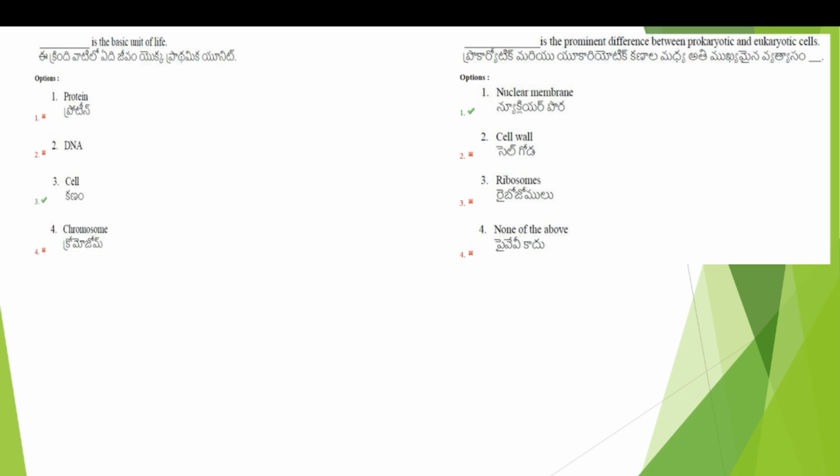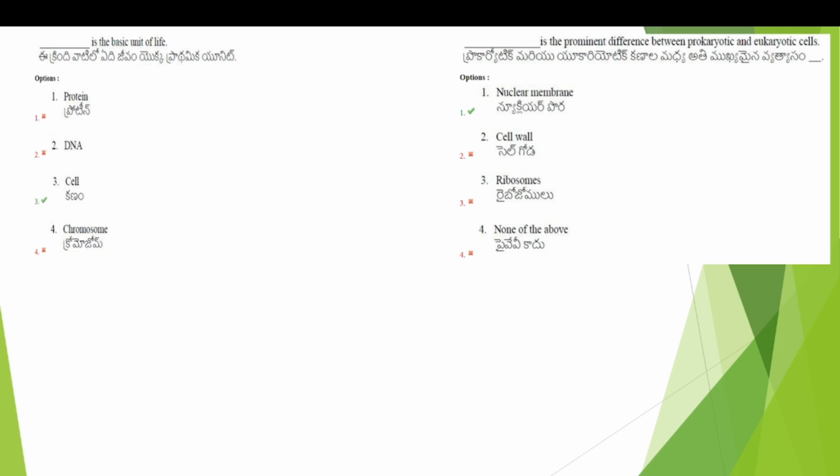If you take the other options, the second option is cell wall. Cell wall is present in both prokaryotes and eukaryotes. For example, bacteria contain a cell wall made up of peptidoglycan. Bacteria is a prokaryote. Among eukaryotic organisms, except animals, all remaining eukaryotes contain cell wall. For example, fungi. Fungus contains cell wall, which is made up of chitin. It is also a eukaryote.